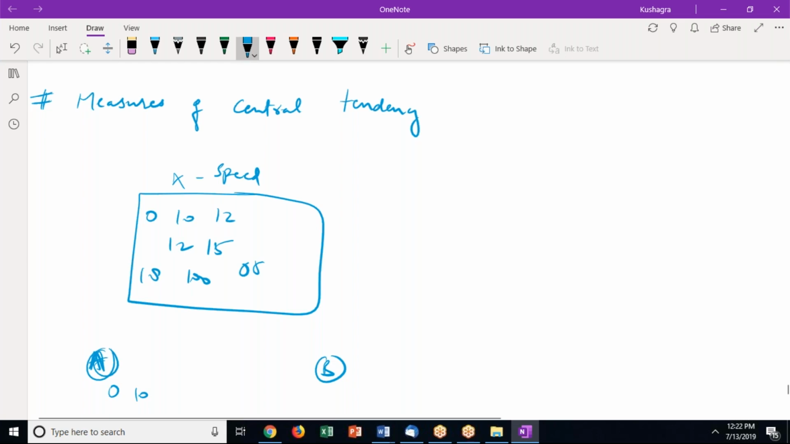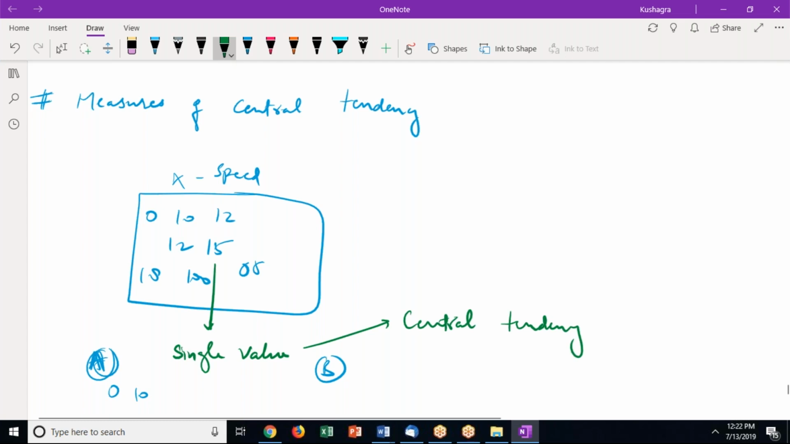I'm just taking some random numbers. To be able to represent all this data, you don't want to represent it with all these numbers. You say, let's try and represent all this data by a single value. Yes or no? You have a variable, you want to represent that entire data with one single value, and that single value is nothing but the central tendency.